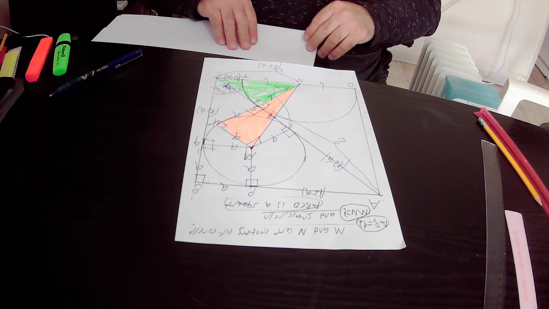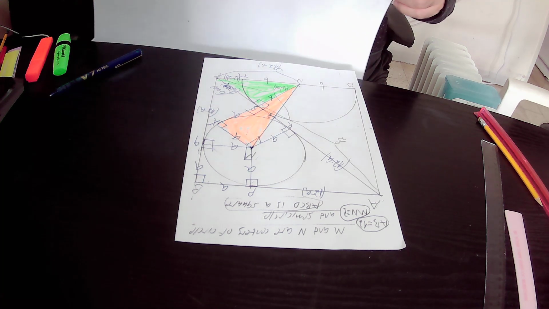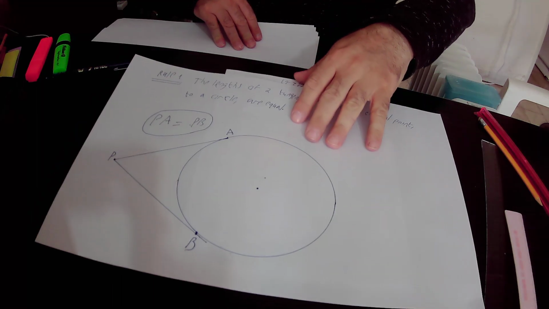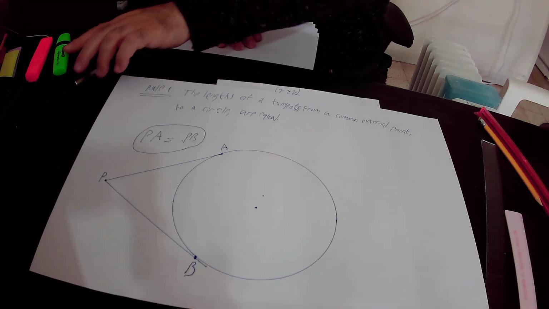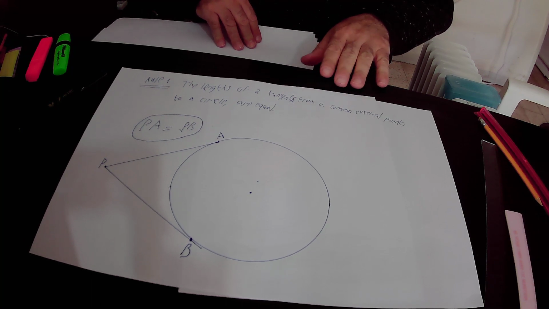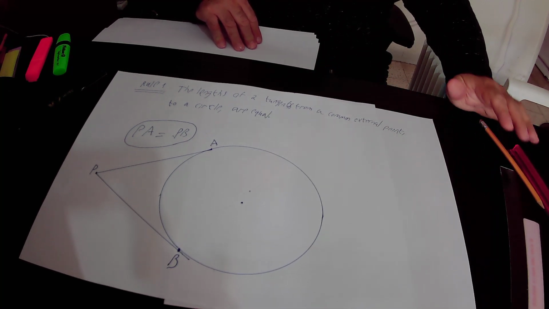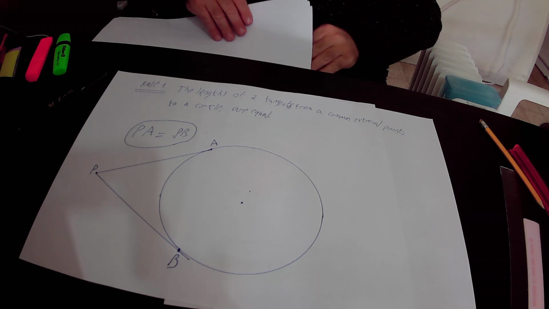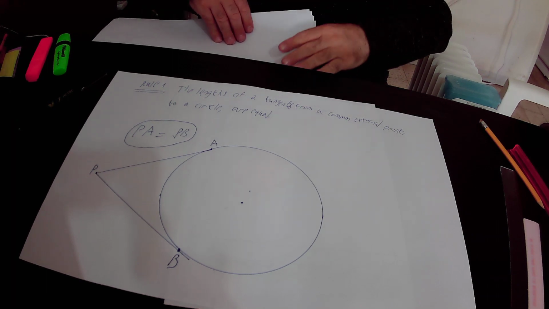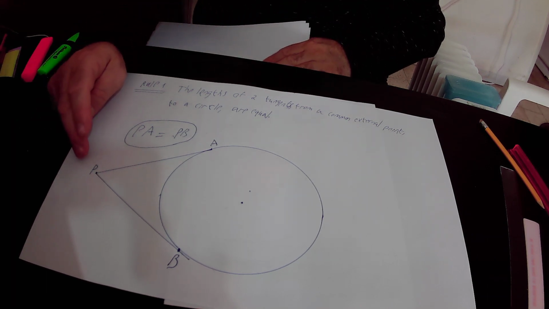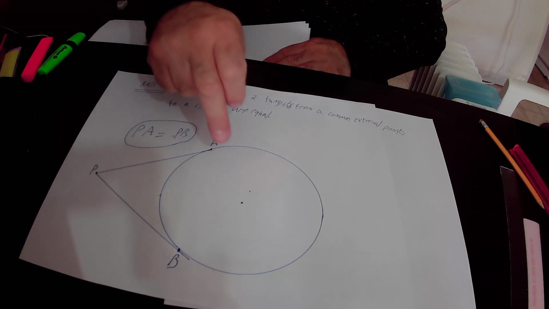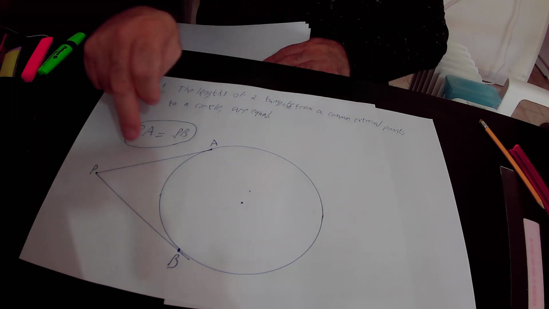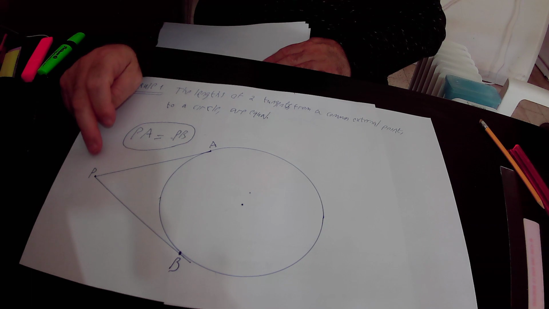Then I presented to you rule number 1. According to rule number 1, the lengths of two tangents from a common external point to a circle are equal. So if we have this circle and we have the point P that is an external point, why is point P an external point in relation to this circle? Because point P is not located inside this circle, nor on this circle, but it is located outside this circle. Therefore point P is defined as an external point in relation to this circle.